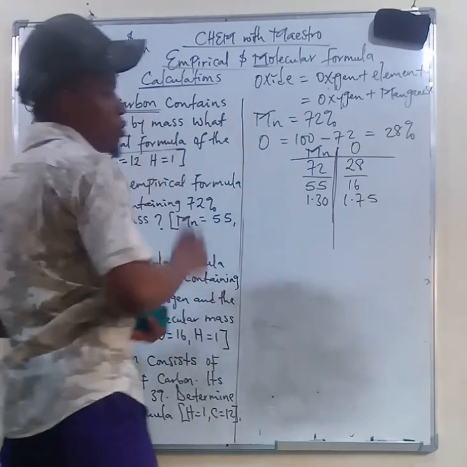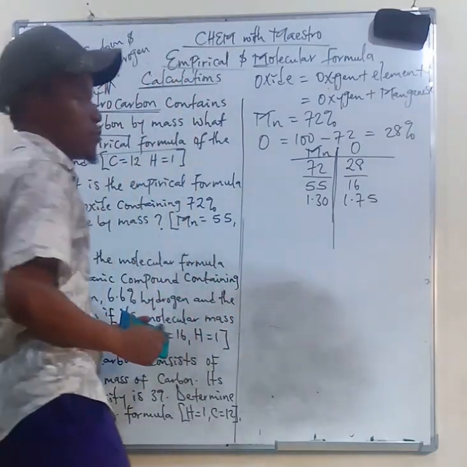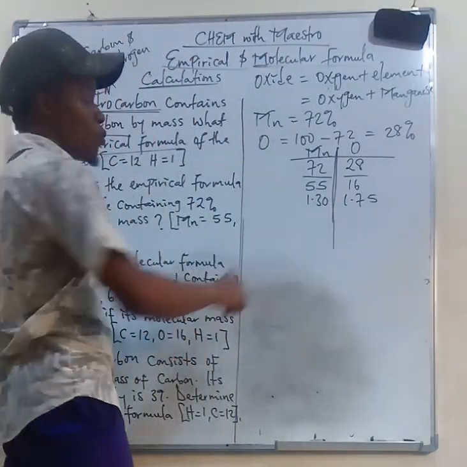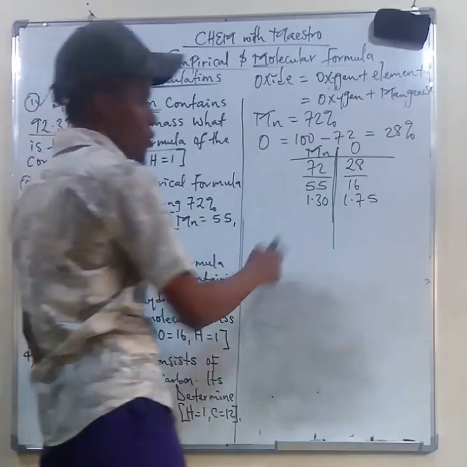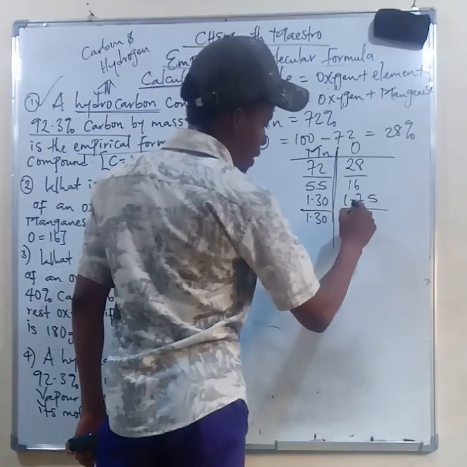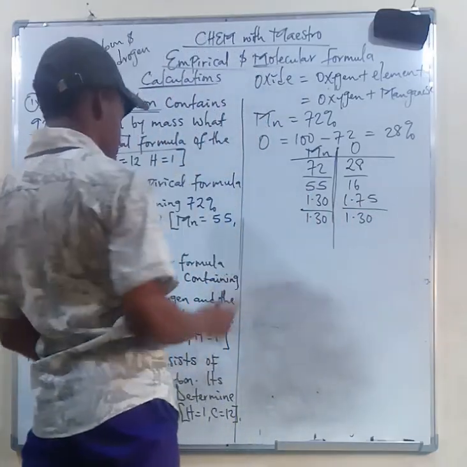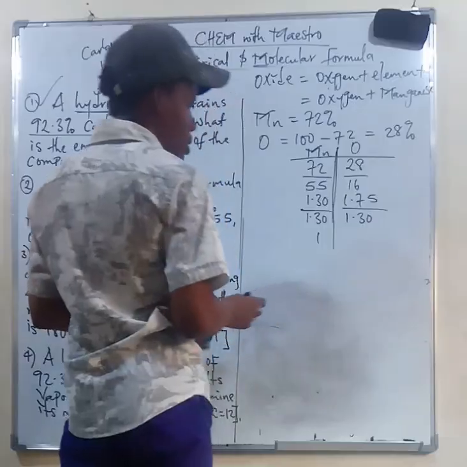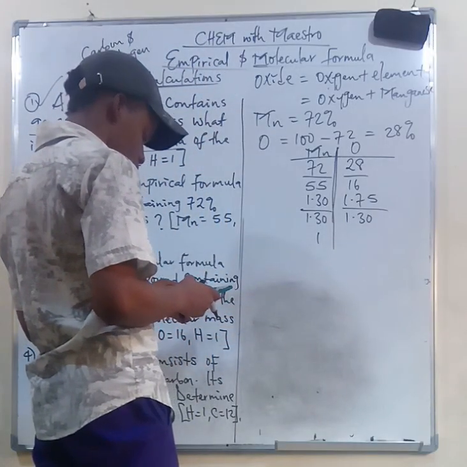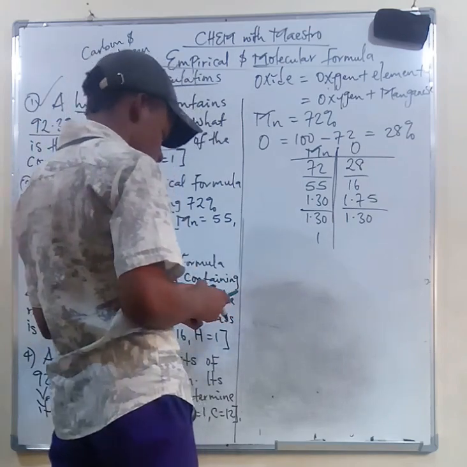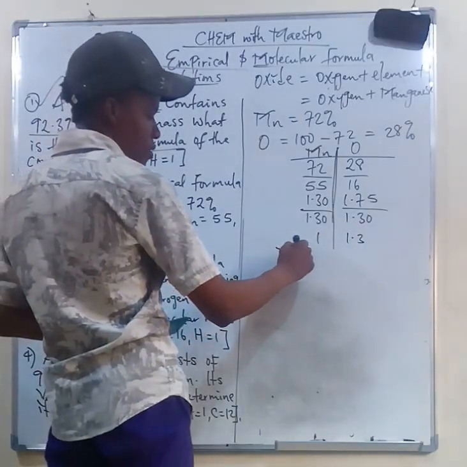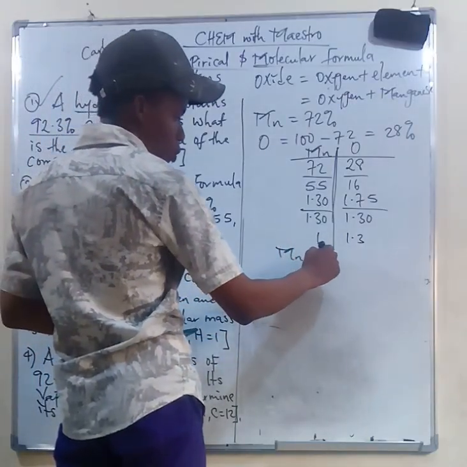Now, after doing this, what do you do next? You divide through by the smallest value. Between 1.30 and 1.75, which one is smaller? Of course, 1.30. So we divide both by 1.30. 1.30 divided by 1.30, you get 1. But 1.75 divided by 1.30, what we got is 1.3. So that means Mn is 1, then our O is 1.3.